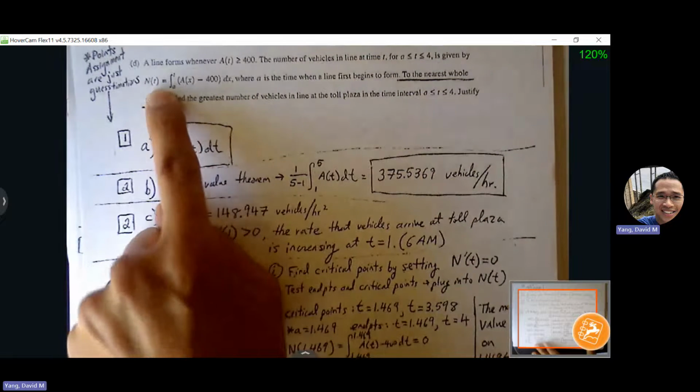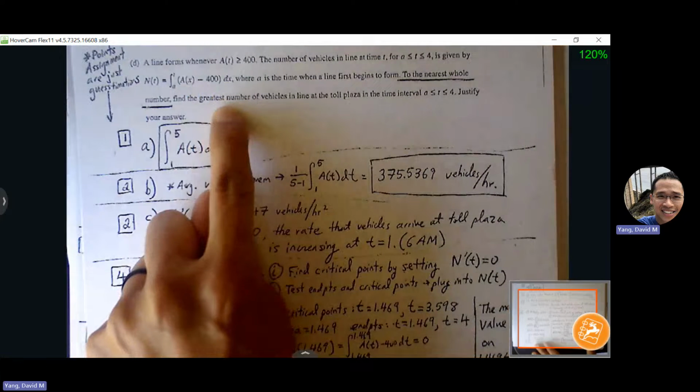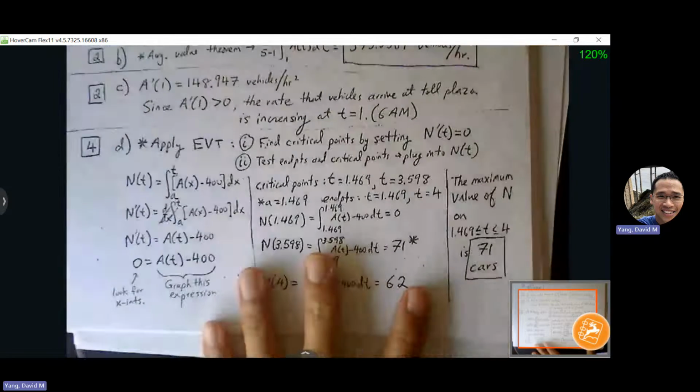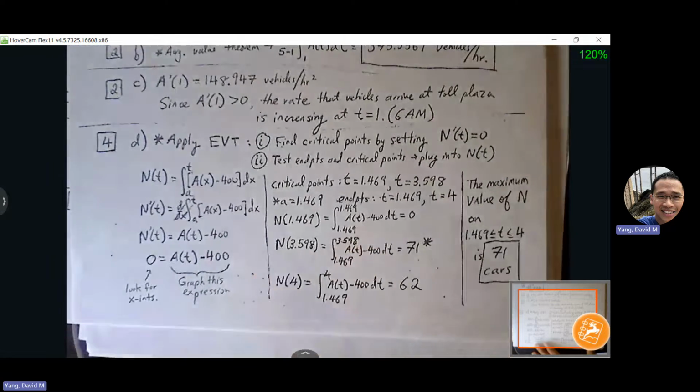So basically, I have to find that greatest number of vehicles. That's the indication. Okay, we have to apply the extreme value theorem. We're going to find critical points and endpoints. Then once we find our critical points and endpoints, we can plug them all into N of t and see which one produces the largest value. We're looking for the most number of cars.